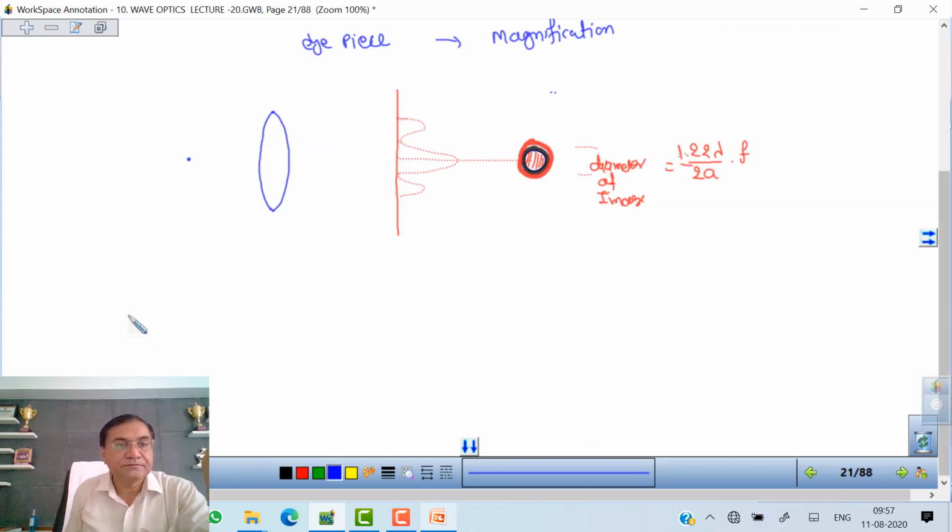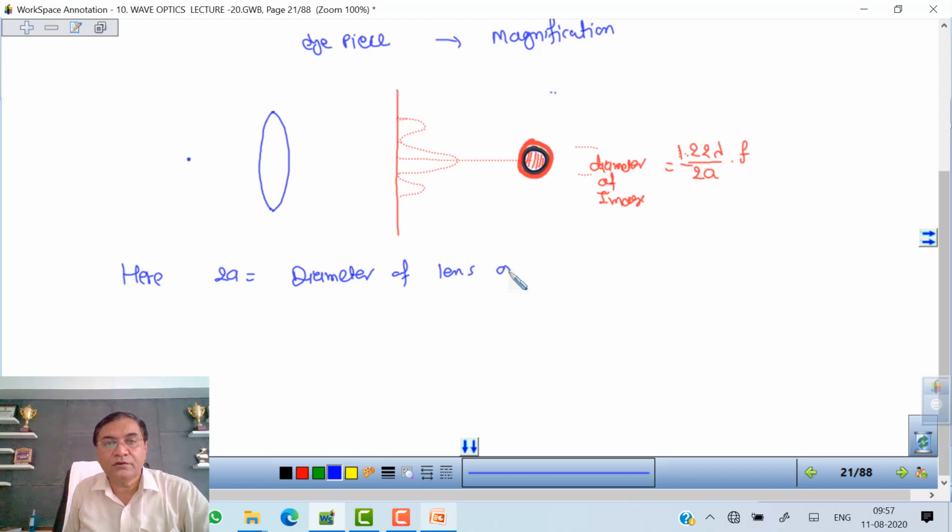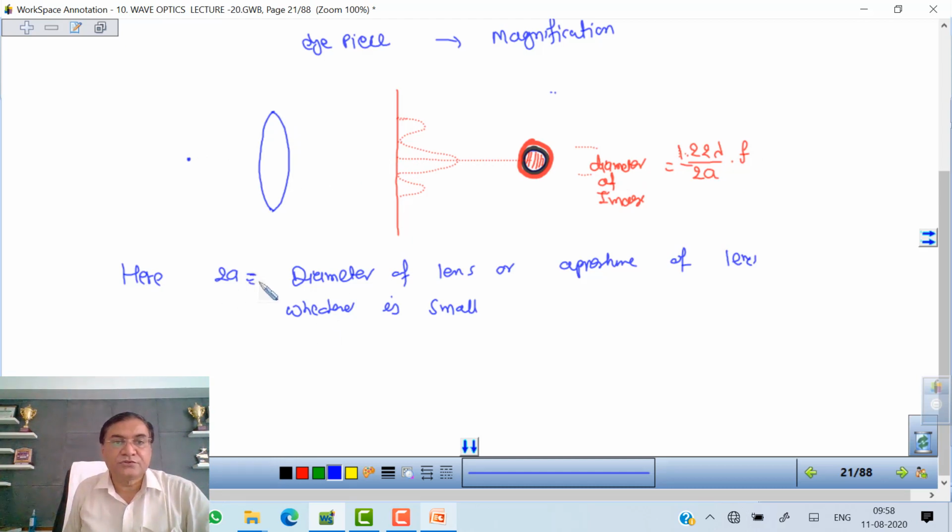Here 2a is equal to the diameter or aperture of the lens, whichever is smaller. If the lens is not complete, suppose it is a half lens, then I have to take only that much part. If the lens is complete, then it's the diameter. So this is the 2a. Lambda is the wavelength of the light incident on the object, and f is the focal length of this lens. So this is the diameter of the central maxima. You can see this image with this much diameter.